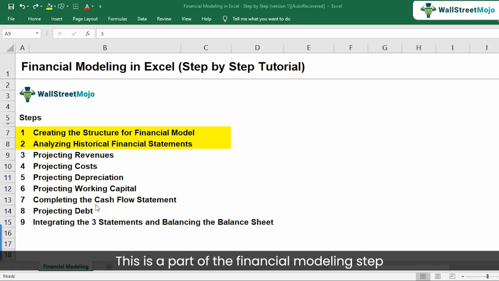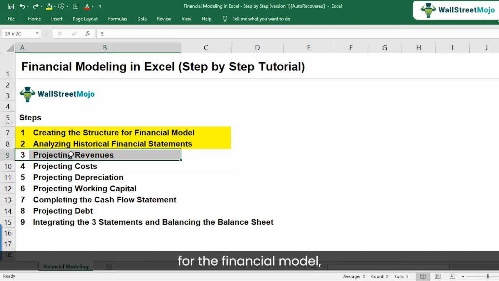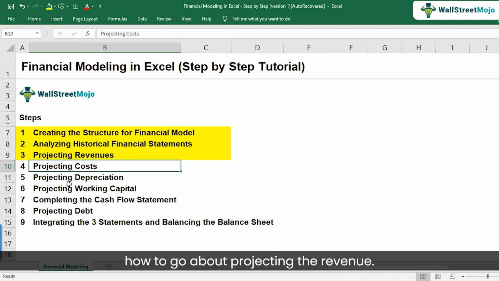This is a part of the financial modeling step by step tutorial, and we have already discussed the first three steps, that is, creating the structure for the financial model, analyzing the historical financial statements, and we have also discussed how to go about projecting the revenue. So, if you have not looked at these three, please do have a look at those videos first before you come to this step number 4, that is, projecting the costs, right?